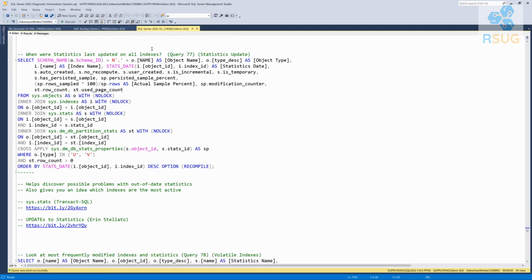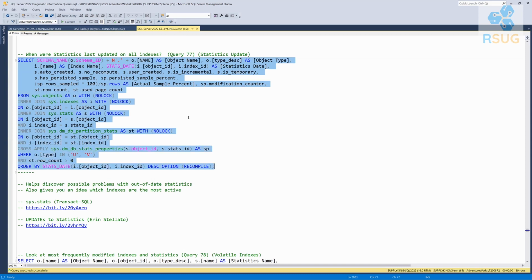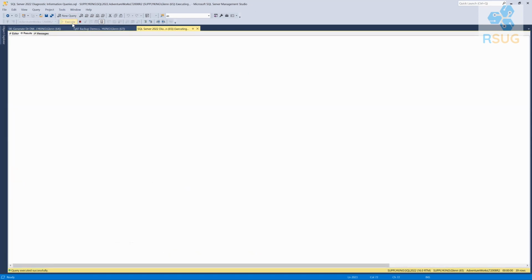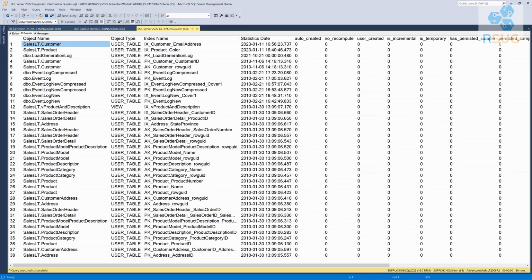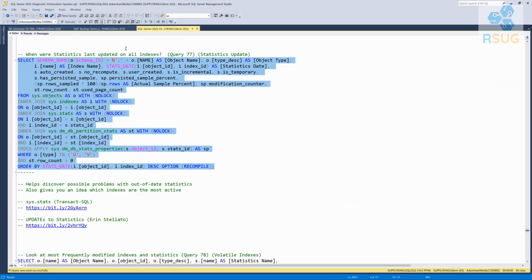And then this next one is statistics update. It shows you the last time that statistics were updated on indexes and stats. Because if somebody has disabled auto update statistics and they're not doing enough manual updating, you can have a problem that gives you bad query plans.